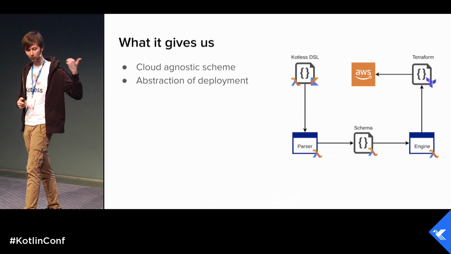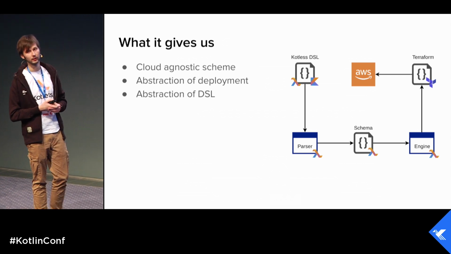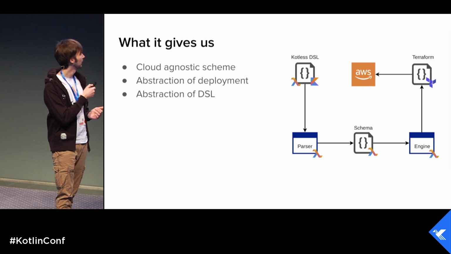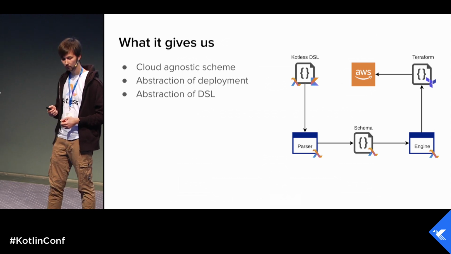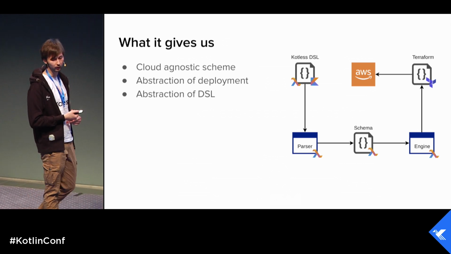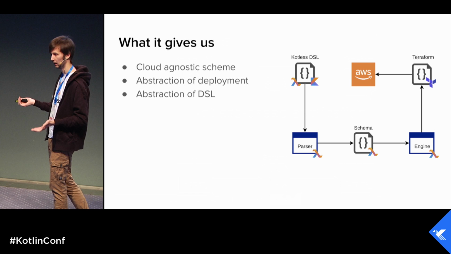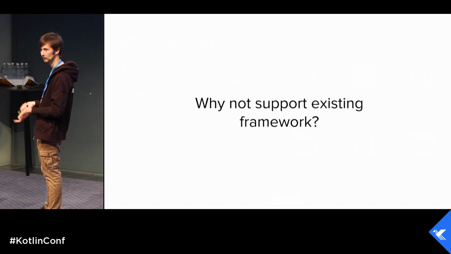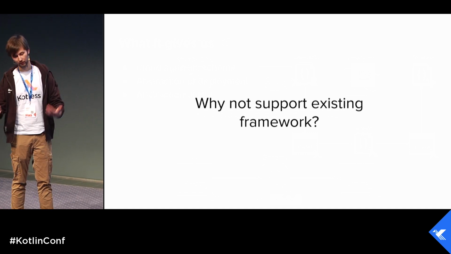After it, we are generating Terraform and applying it. In the end, we have a pretty interesting thing. We have an abstraction of the domain-specific language. As you may see, we are using only the scheme during the generation of infrastructure. The only thing that knows how the actual application is defined is the Kotless parser. In general, it means that we can replace the parser with any other parser and parse some other domain-specific languages. So the question emerges, why not support an existing framework? Why should we reinvent things and add new JAX-RS-like annotations? And we do support an existing framework.